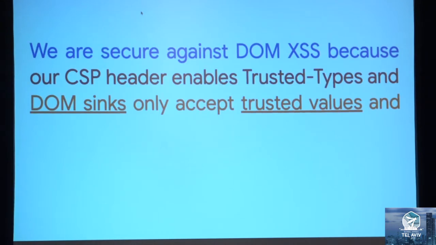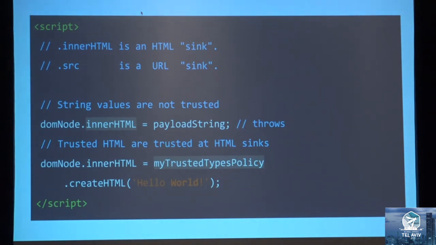With Trusted Types enabled, DOM sinks only accept trusted values. A DOM sink is any browser API like innerHTML or src that we need to keep attacker-controlled strings away from. And Trusted Types guards these sinks, which means that you can't assign untrusted values to these sinks when Trusted Types is enabled. So with Trusted Types enabled, this assignment to innerHTML fails. The payload string simply doesn't get assigned. Down here, you can see that I'm using something called a Trusted Types policy to create a TrustedHTML value which can be assigned. So this may seem like a trivial change in semantics, but it actually has far-reaching effects that I'll explain.